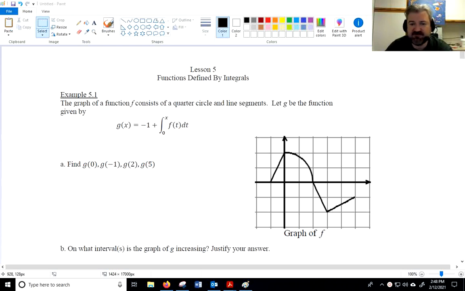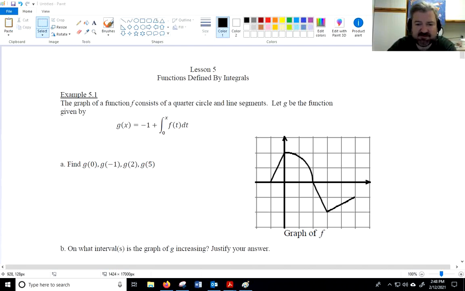This lesson is called Functions Defined by Integrals, and we are going to be using our fundamental theorem of calculus in an interesting way. We're going to be looking at functions that have integrals in them and be applying our understanding of integration as area under the curve, as well as our understanding of the first part of the fundamental theorem of calculus that we learned in the previous lesson. So, without further ado, let's get to it.